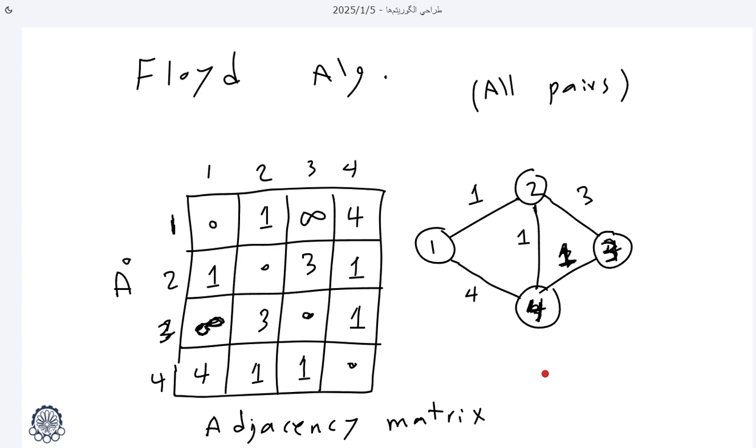Yes, we put 0 on the diagonal because we are not interested in a path from 1 to 1 or from 2 to 2. We just want to compute the shortest paths from a vertex to the others, not from that vertex to itself. So we are not interested in the values on the diagonal. We put 0 on the diagonal. Then in the next step, we try to improve the values.